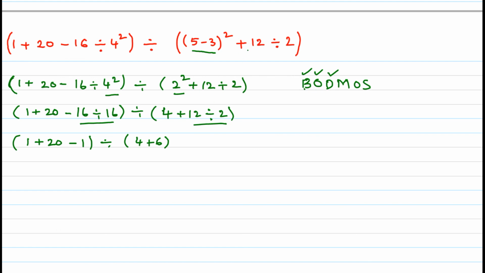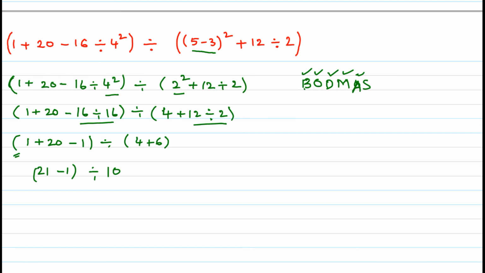Okay, after that what I have to do, once division is over, I need to go ahead with what, it is AS. A means addition. So 1 plus 20 is 21 minus 1 divided by 4 plus 6 is 10. Okay, after that I need to go ahead with the subtraction. See, here also we have done addition instead of subtraction. Why? Because we are within the bracket. Okay, first we need to solve within the brackets, then only we can think of outside the bracket.